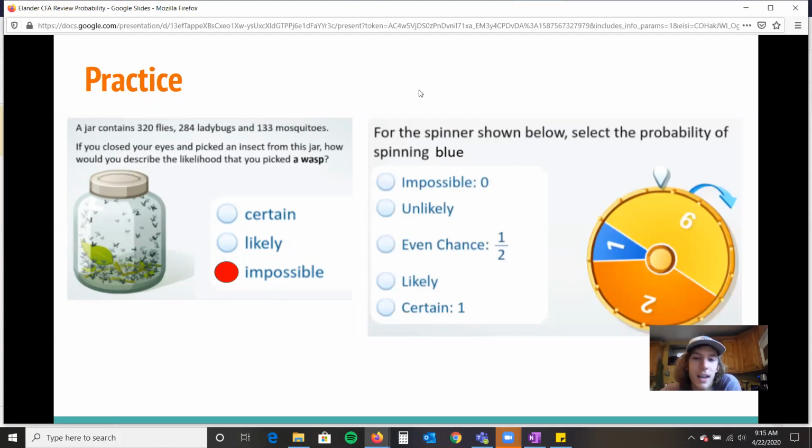Next, pretend you didn't see that. For the spinner shown below, select the probability of spinning blue. Okay, so if we have a spinner, what is the probability of spinning blue? Is it impossible, unlikely, even chance, likely, or certain?